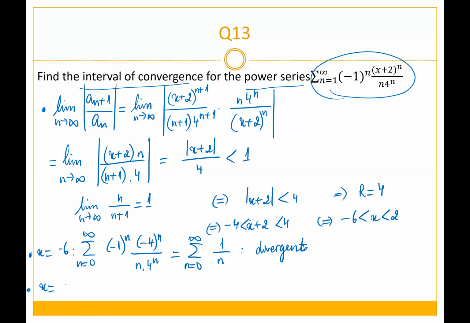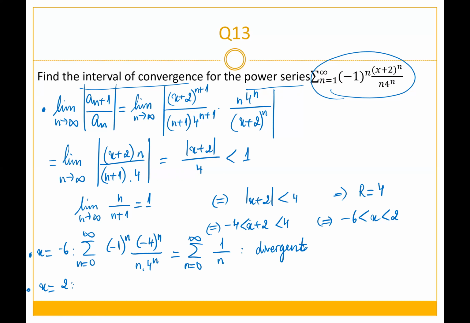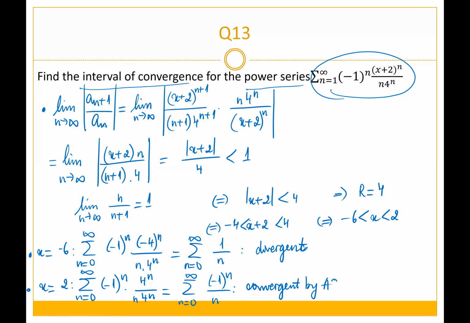So again, the other point is when x equals 2, the series becomes very simple now, which is going to be -1 to the n over n. And this one, we already solved when we learned about the alternating series test. If we use the alternating series test, you're going to find that this one is convergent.